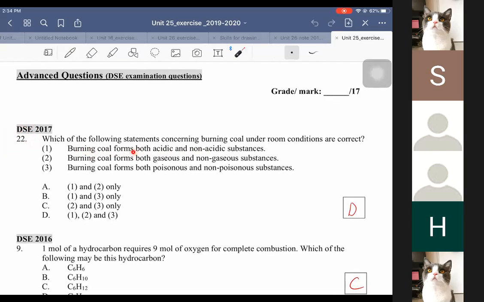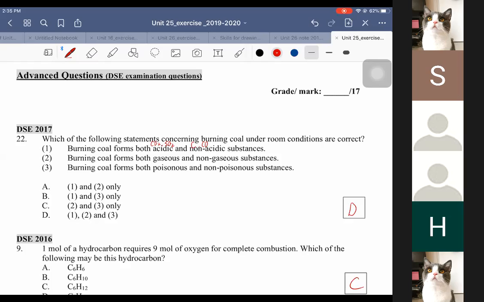Burning coal forms both acidic and non-acidic substance. Okay, so that's a correct statement. So acidic substance, you can give the examples as carbon dioxide, sulfur dioxide. They are acidic. Okay, and there are some other non-acidic substance produced. For example, there are some particles, suspended particles produced. They are carbon. Also, carbon monoxide produced is also non-acidic. Okay, unlike carbon dioxide. Okay, so first statement is correct.